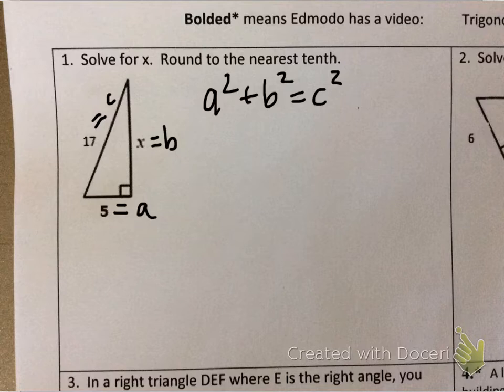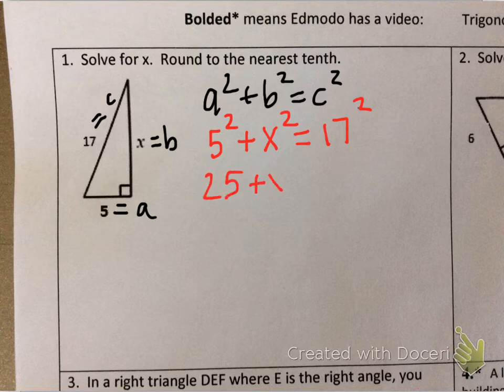So plugging this into the Pythagorean theorem, we would have a squared, so 5 squared, plus b squared, which is x squared, is equal to c squared, the hypotenuse squared, so 17 squared. So solving for x, we need to square the 5 and the 17 first, so 5 squared is 25, plus x squared, and that's equal to 17 squared, which is 289.